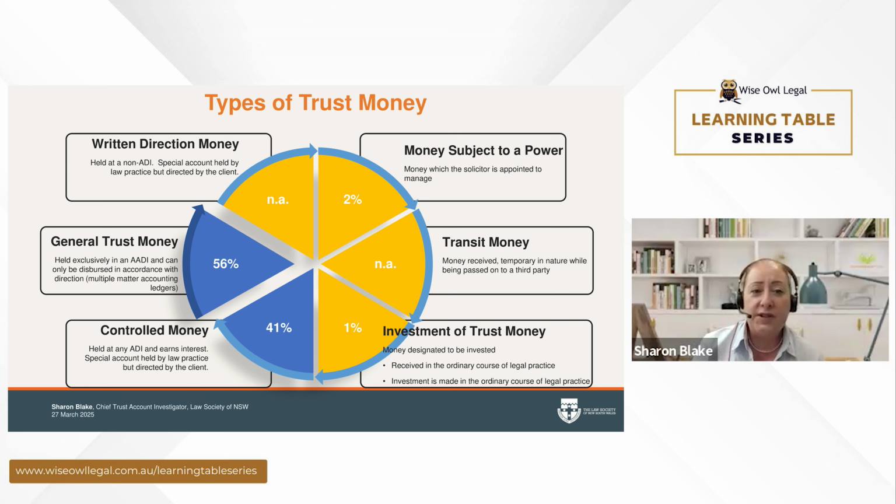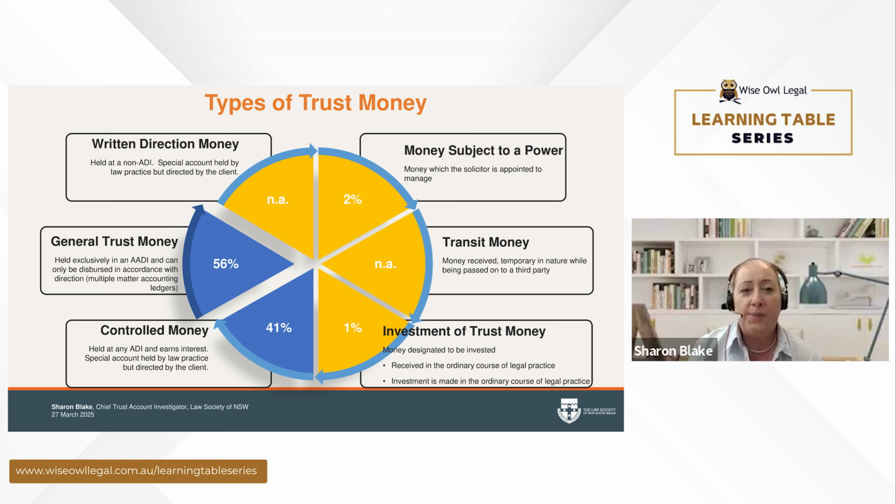Written direction money. This is money that is held but directed by the client to be held in a special account that isn't a controlled money account. And the main difference here between the written direction and the controlled money is that it can be held at any financial institution, whereas the controlled money accounts can only be held at an ADI regulated by APRA.